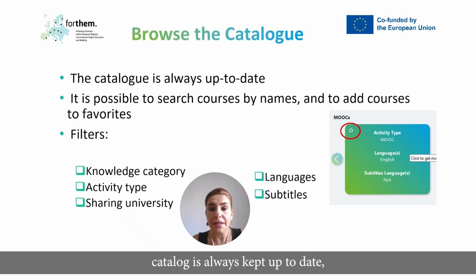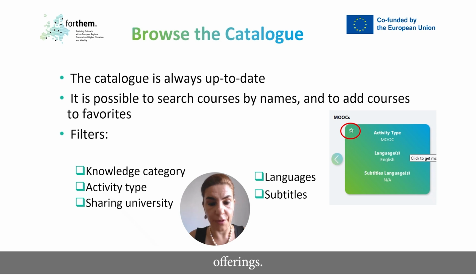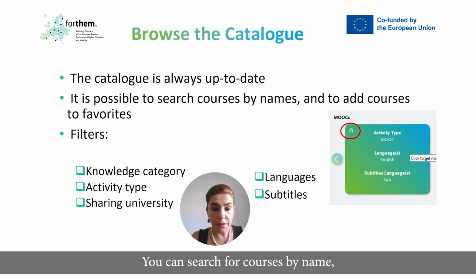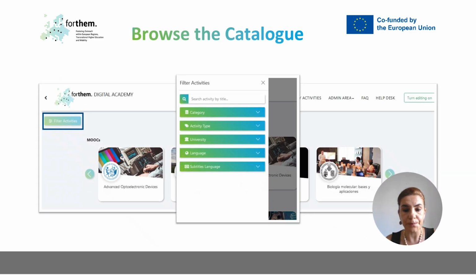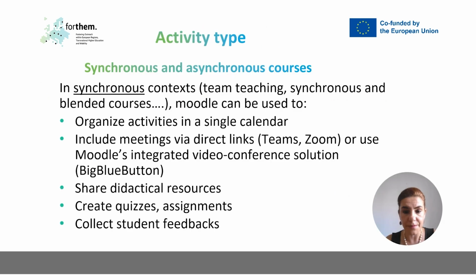The course catalog is always kept up to date, so you will always find the latest offerings. You can search for courses by name, add them to your favorites by clicking the star icon on the course page, and apply filters such as knowledge category, activity type, the university offering the course, available languages, and available subtitles. This is how the catalog appears with its filters.